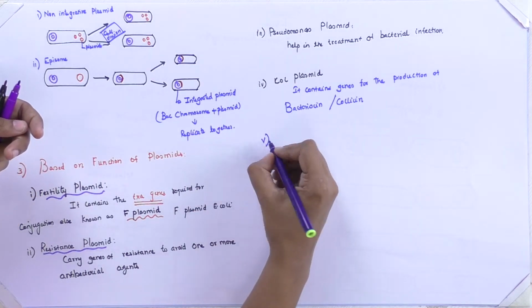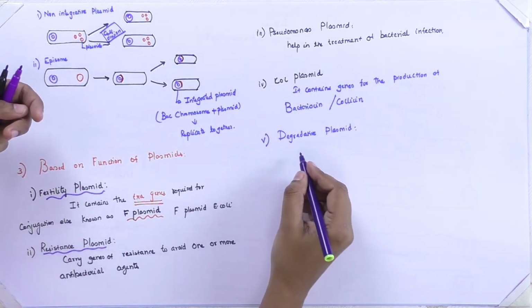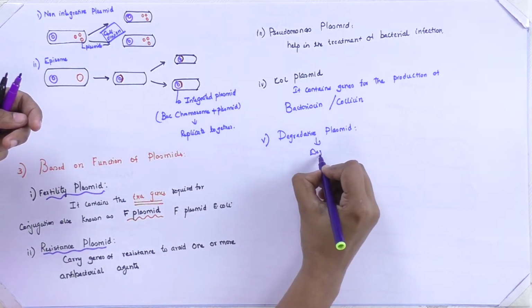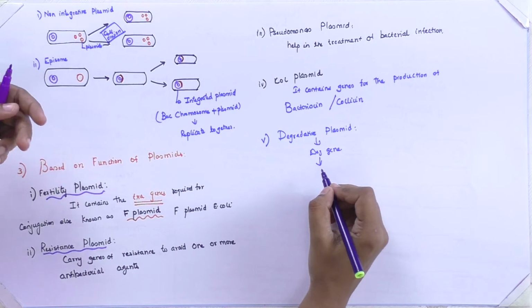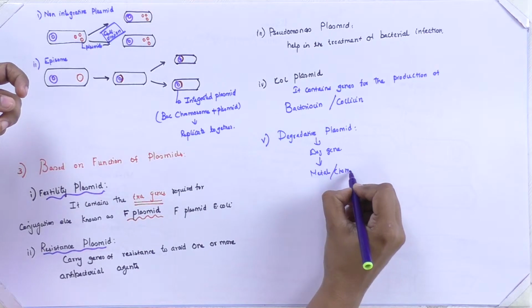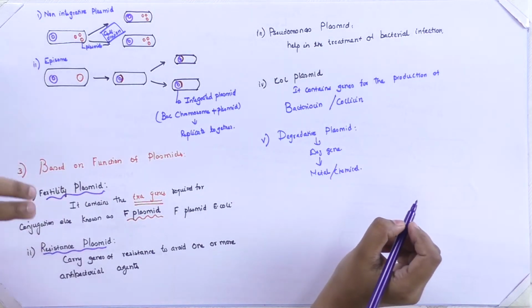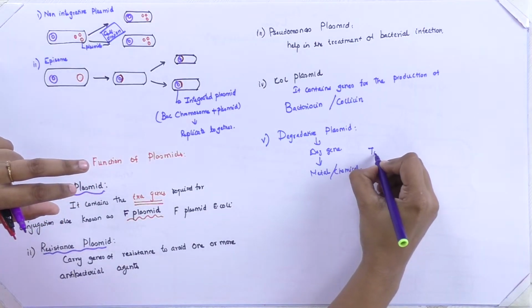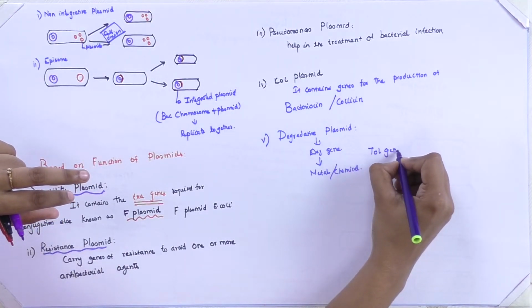Next comes the fifth category, degradative plasmid. It is going to code for a degrading gene, and that is going to act on a degrading material. For example, you can take a metal or a chemical. If a plasmid is coding for a gene which is going to act against a specific chemical, for example toluene, then the gene name will be TOL gene. The TOL gene present in that plasmid, in that bacteria, will act against the toluene chemical which is present in the soil. So for example, TOL gene of Pseudomonas.